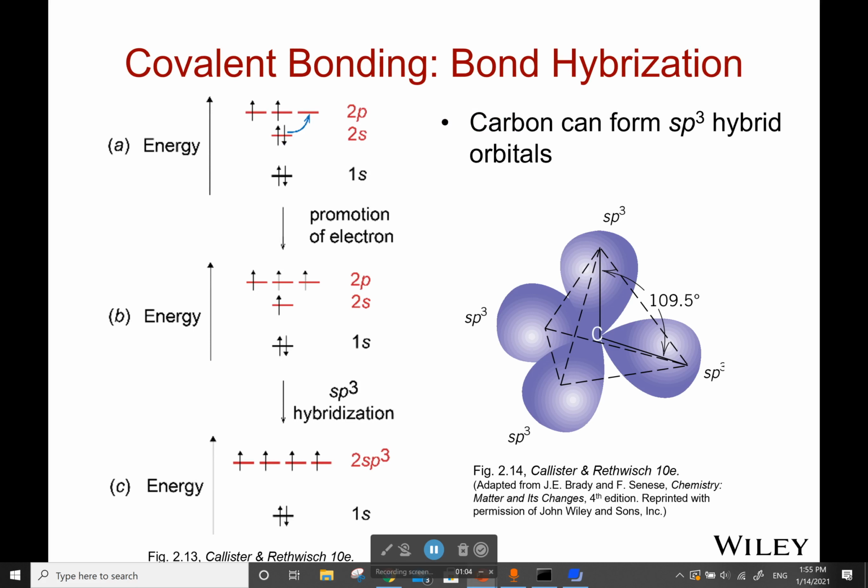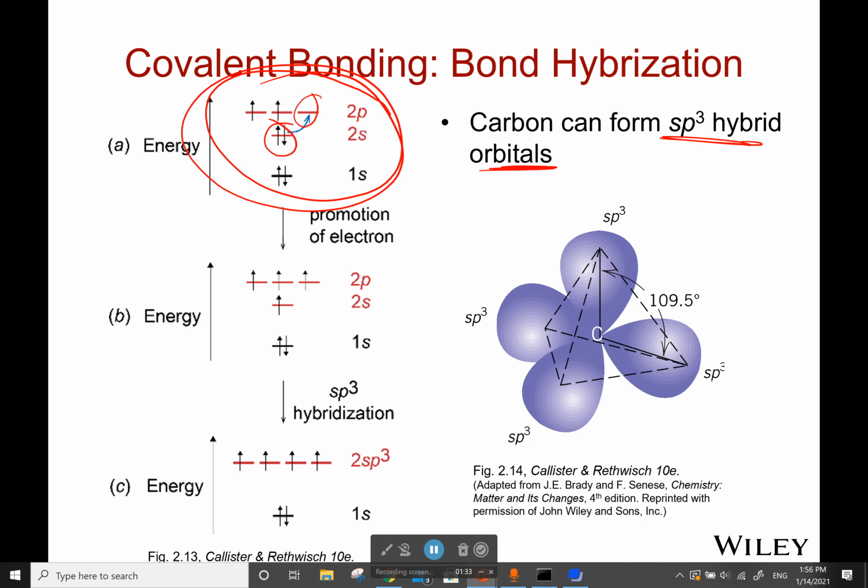Now, there's also something very interesting that happens when we have these kinds of bonds going on. For example, carbon can form hybrid orbitals. Now, okay, what's going on here? Well, this is what it looks like, right? This might be where we start. We have 2 filled s orbitals. We have 1 empty p orbital.